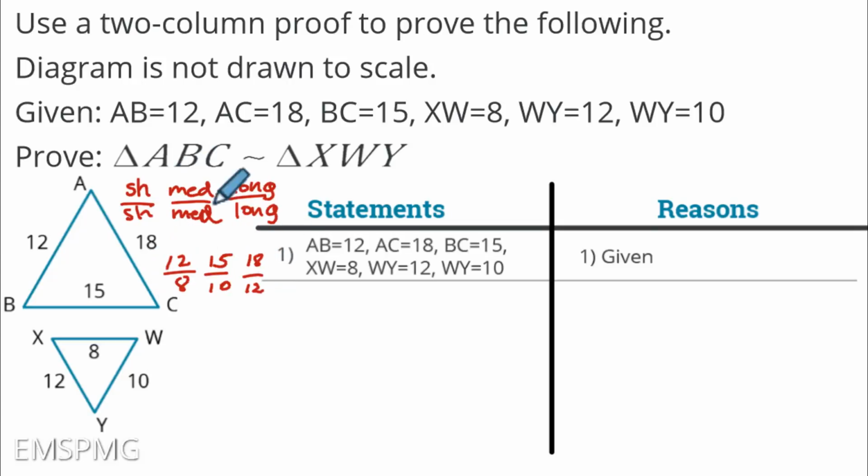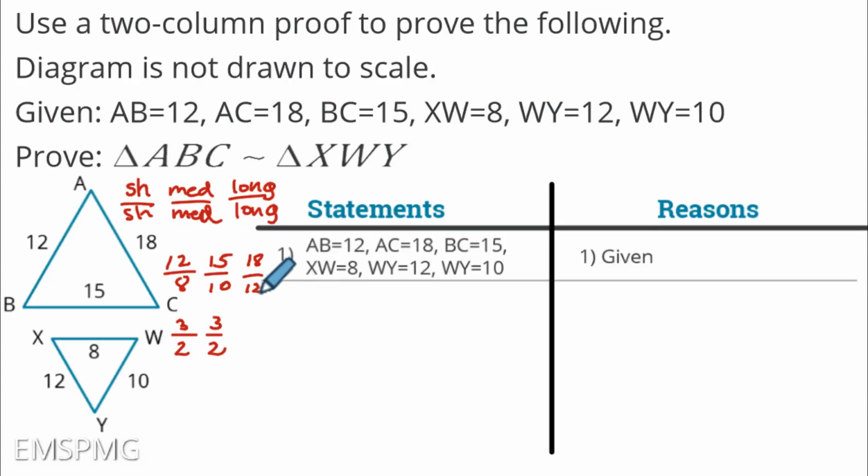They definitely don't look the same right now, so my job is to simplify. What can I divide the numerator and denominator by in order to make this completely simplified? I can divide them both by 4. 12 divided by 4 is 3. 8 divided by 4 is 2. Hopefully, all these are going to come out with the same exact fraction. 15 over 10, divide both these by 5. I'm getting 3 over 2. Perfect. This one, 18 and 12, yeah, divide by 2.